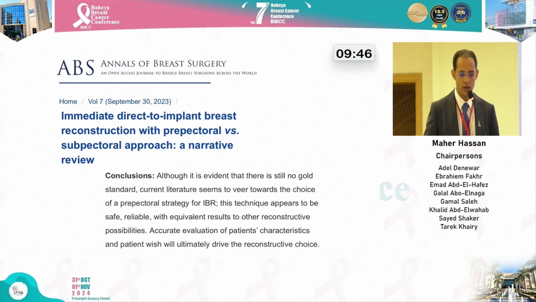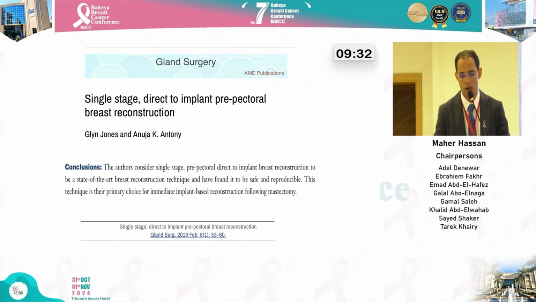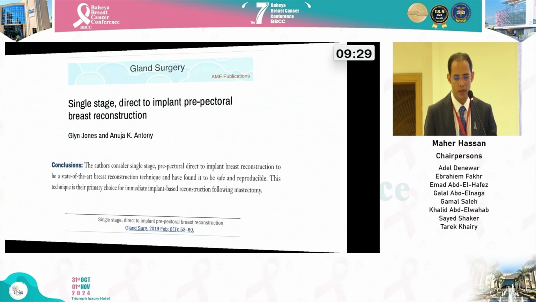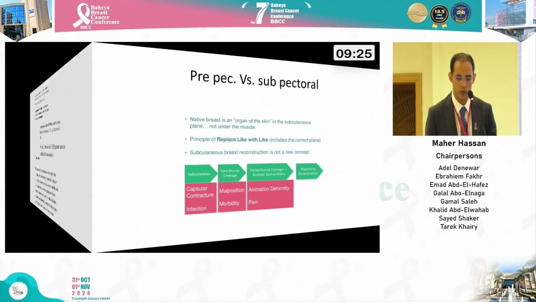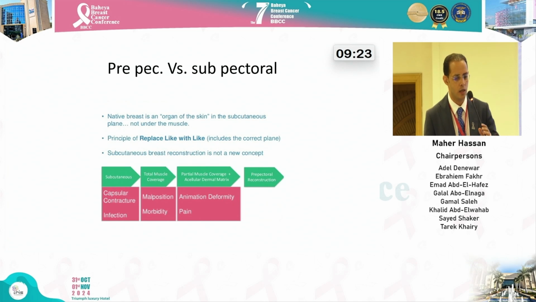And the other narrative review concluded that although it is evident that there is still no gold standard, current literature seems to reveal that the pre-pectoral approach has the upper hand over the subpectoral approach, as in many other publications that support the pre-pectoral approach for implant-based reconstruction. Why? Because the breast is an organ of the skin. So by nature, it is pre-pectoral. So you have to replace like with like.